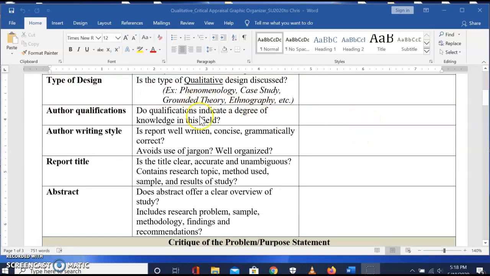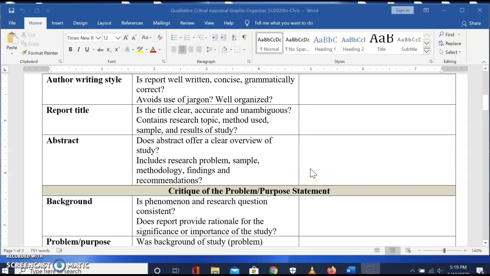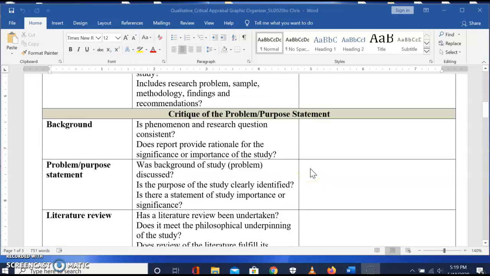You want to keep going through and asking some of these questions. You're going to look at the abstract, the report title. You're going to look to see, is the title clear, accurate, ambiguous? Did it contain a research topic, the method used, and that sort of thing. Now for the problem purpose statement area, it's going to be really important for you to look to see what kind of background or what kind of literature they have provided in this. The background should be able to tell you what the research question is.